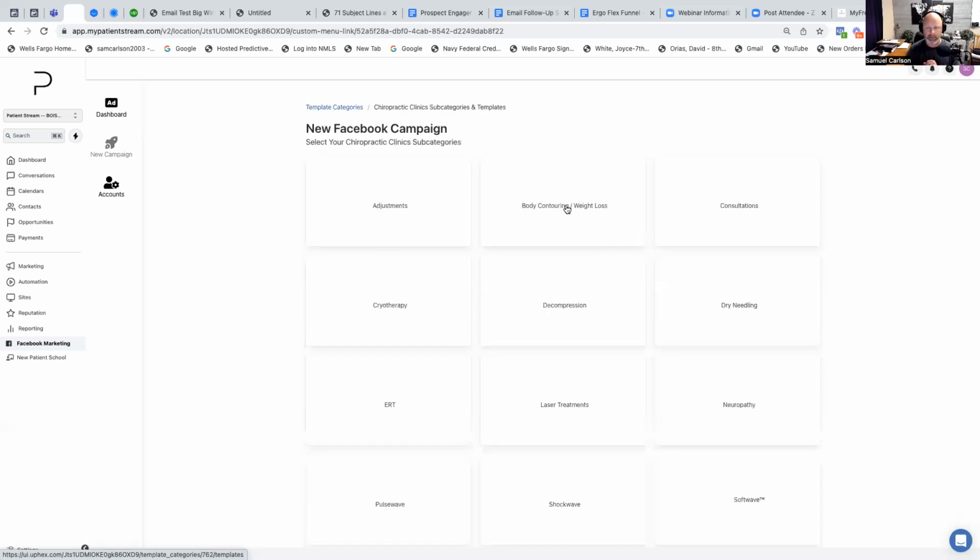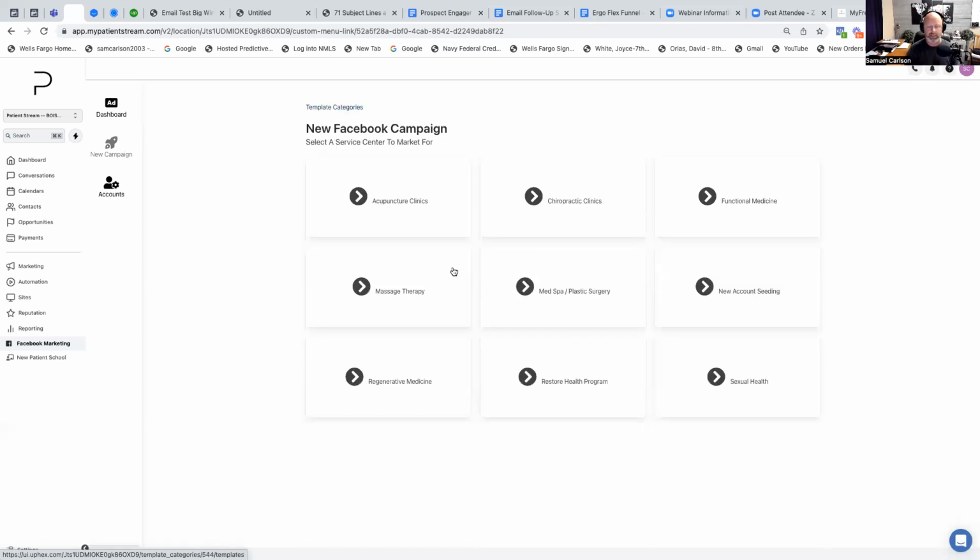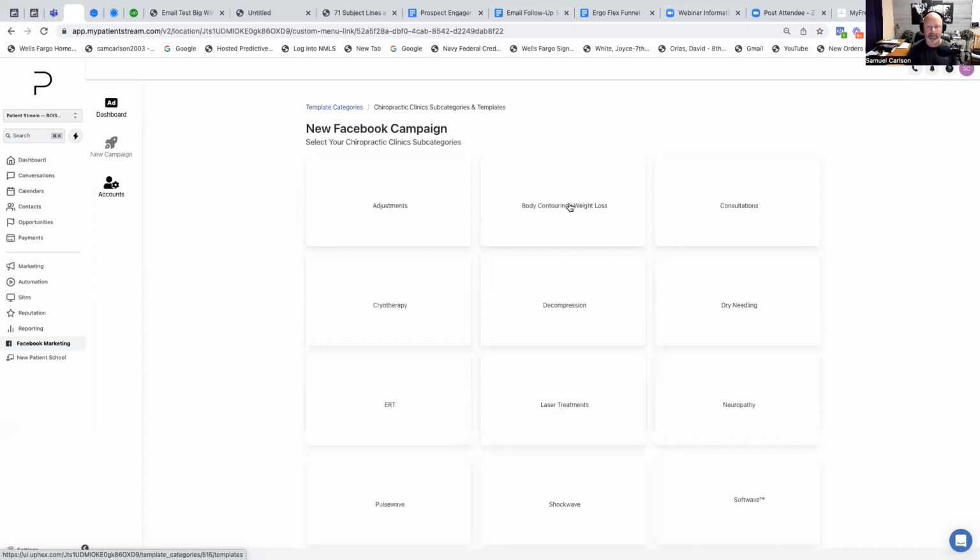Okay, chiropractic clinics. Actually, let me go back. As you can see, everything is structured by categories. In terms of where our knee stuff is, it's between chiropractic and regenerative. Okay, chiropractic. Our number one producer, our number one monkey fist, is going to be found in decompression.